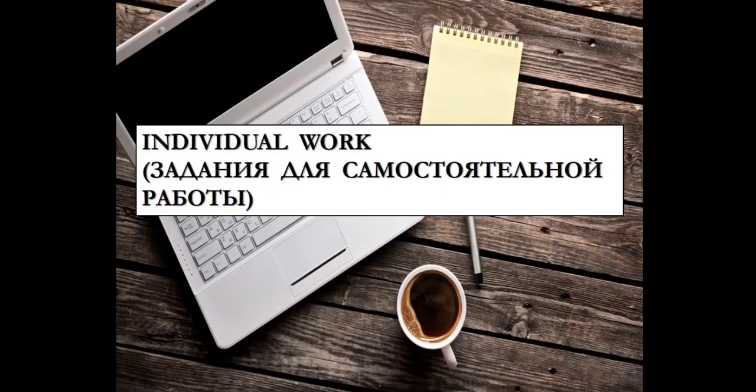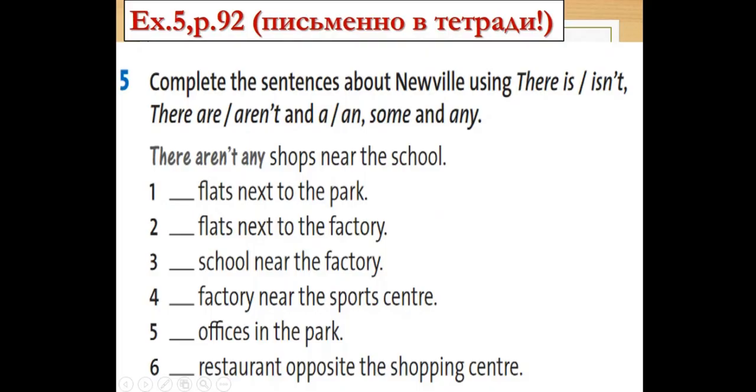It's time for your individual work. А сейчас задание для вашей самостоятельной письменной работы в тетрадях. Выполняем задание строго в тетрадях. Все задания выполняем в краткой форме. Exercise number 5. Выполняем упражнение письменно в тетради. Complete the sentences using there is, there isn't, there are, there aren't, and an, some, and any. Дополните предложение о городе, используя there is, there isn't, there are, there aren't и an, some и any.